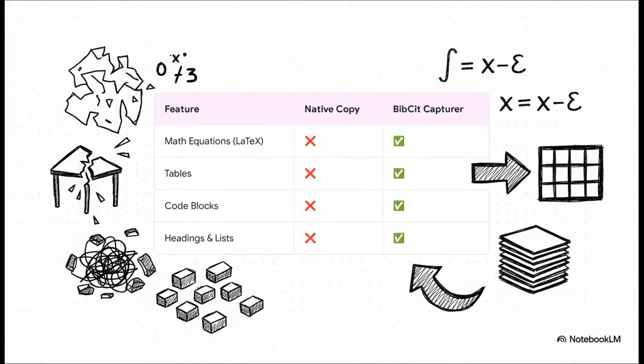This table makes the difference crystal clear. Look at the native copy function. It fails on pretty much every type of complex formatting. Those math equations in LaTeX? Broken. Tables? A jumbled mess. But the BibCit capturer? Green checks all the way down. A perfect score. It preserves everything just the way the AI made it.